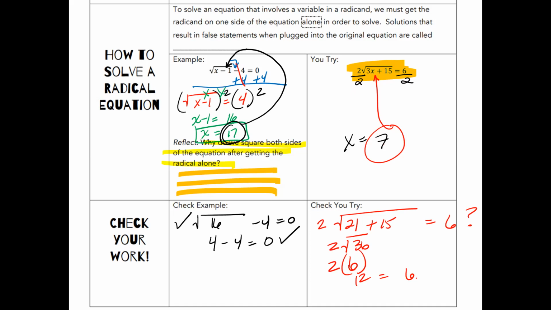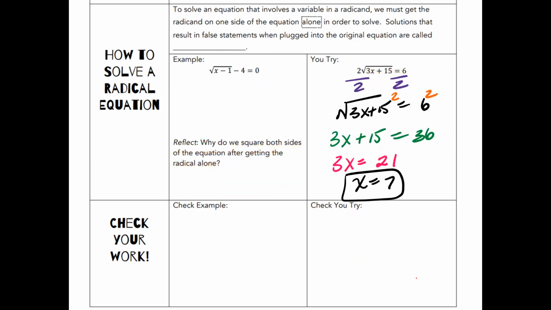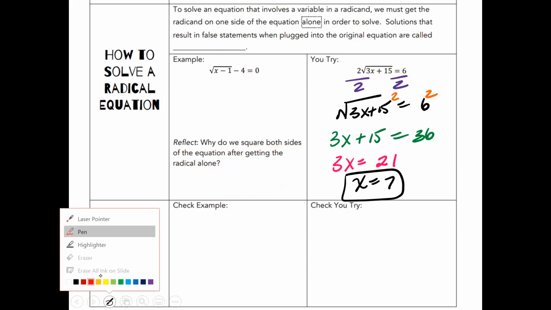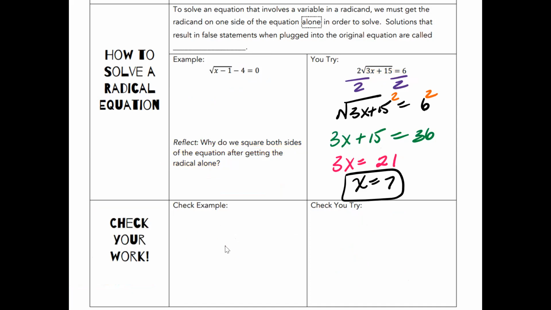Did I make a mistake here somewhere? Does anybody see what happened? What did I do? 7 times 3 is 21. 21 plus 15. I'm not quite sure why this is not working out. 6 divided by 2, it's 3. Oh, yeah, no, I totally screwed that up. Hold on, sorry, this is my fault.